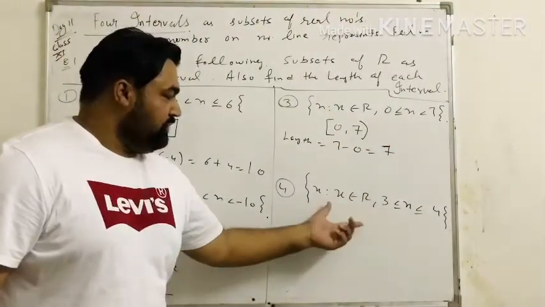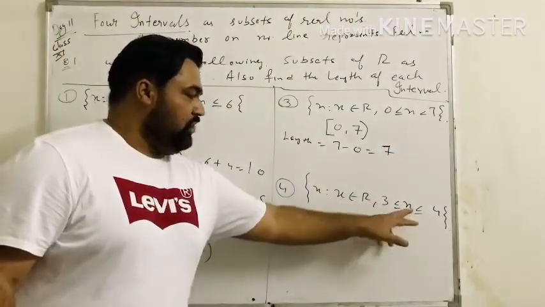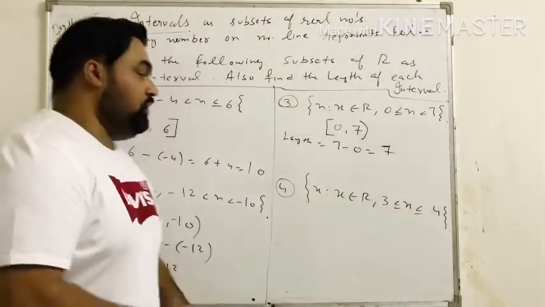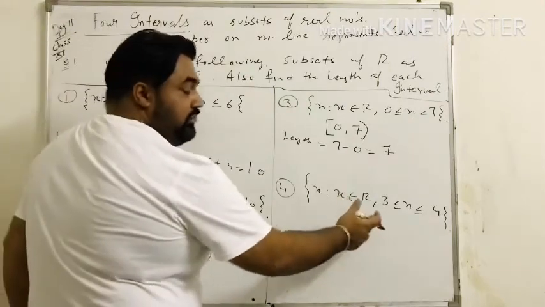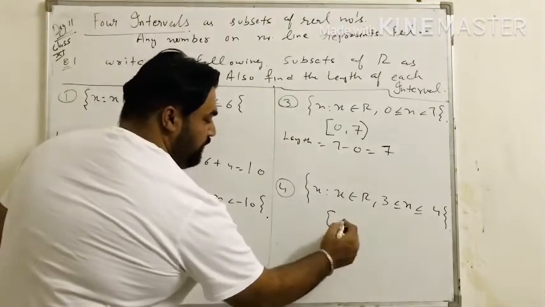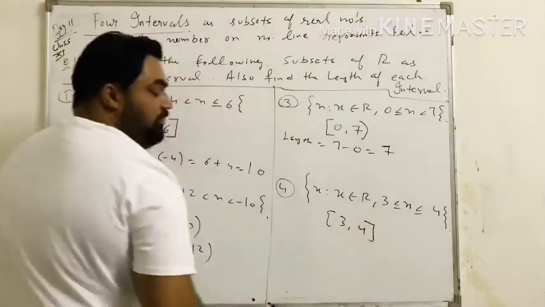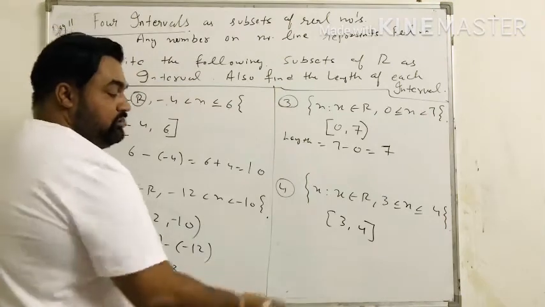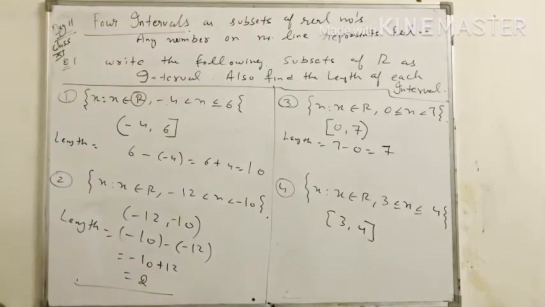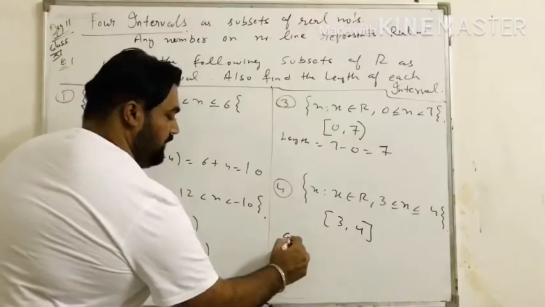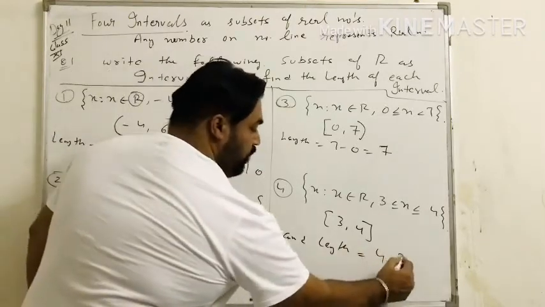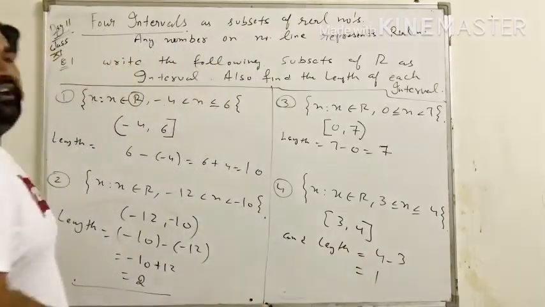Now shift to the last question. x such that x belongs to R. The value of x is greater than or equal to 3 and less than or equal to 4. Now this question involves both the signs less than or equal to and greater than or equal to. So the value of x is 3 to 4. We use closed interval brackets. It means 3 and 4 are included numbers. And the length equals 4 minus 3, that is 1.